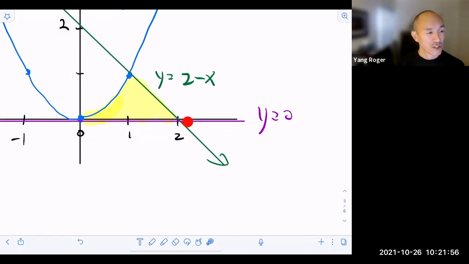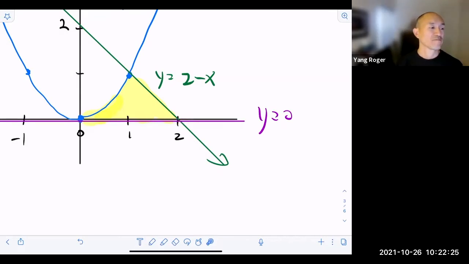We can find it algebraically as well. How can we find it algebraically? I can set the y equal to 0 equation equal to the green graph. And when I set these two equal to each other, what value of x is going to make this guy equal to 0? x has to be 2. So that's one way you can see that that point is 2. How do I find this one? I set x squared equal to 0. So I know that my region of integration should be from 0 to 2.